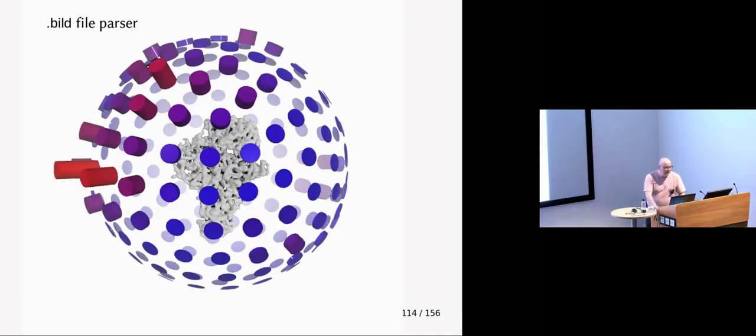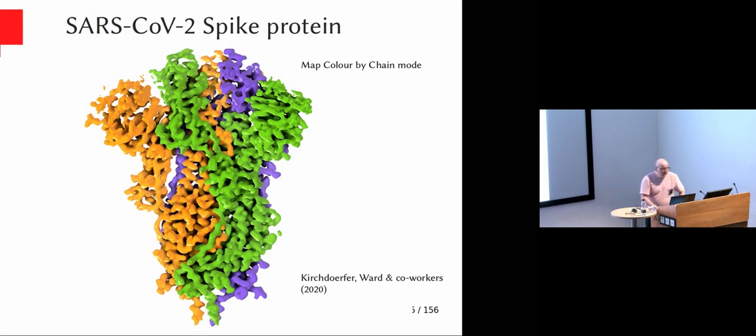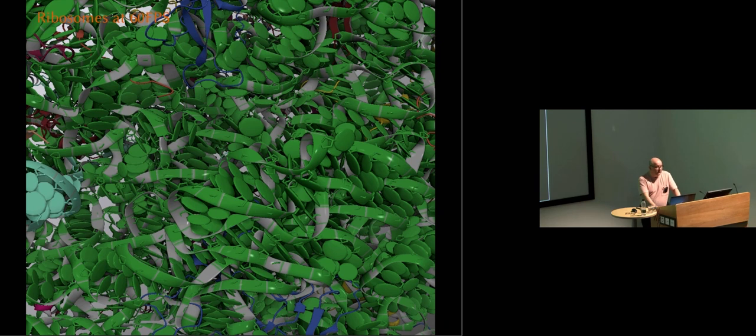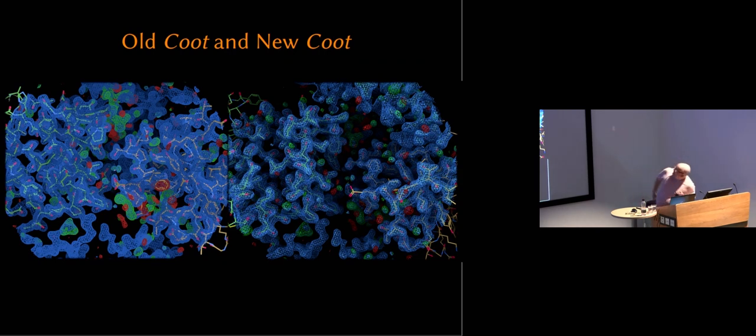You can use build files to represent preferred orientation. You can use map masking, and this is again SARS-CoV-2, spike protein. You can use it for ribosomes, and that works rotating at 60 frames a second just fine. And I don't know whether you can see that. That's the old Coot versus new Coot.